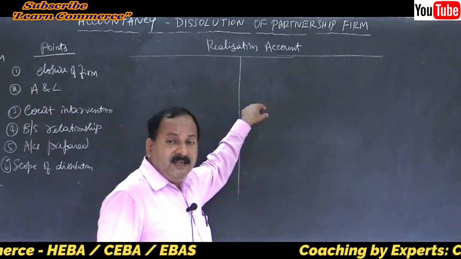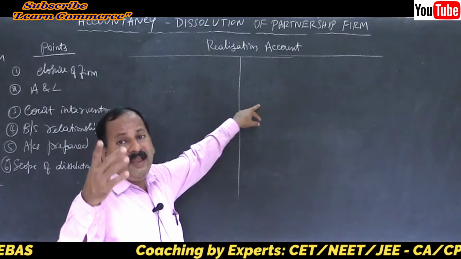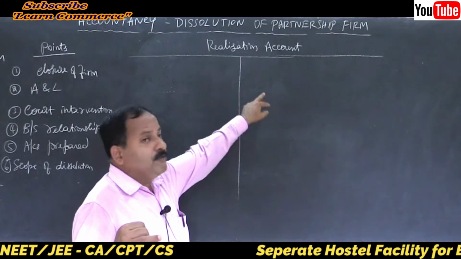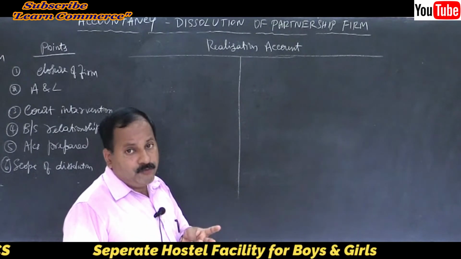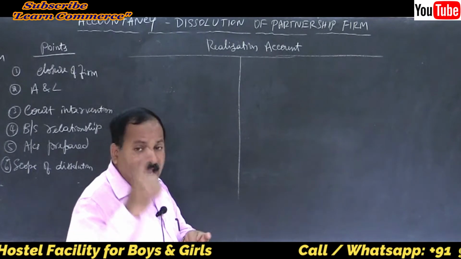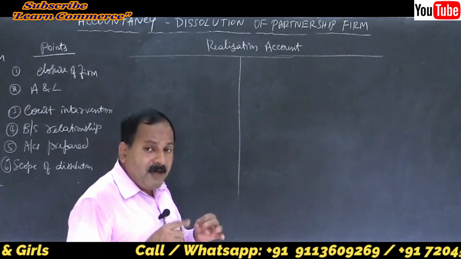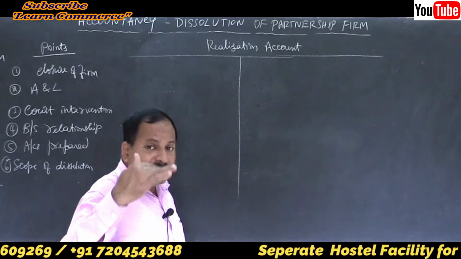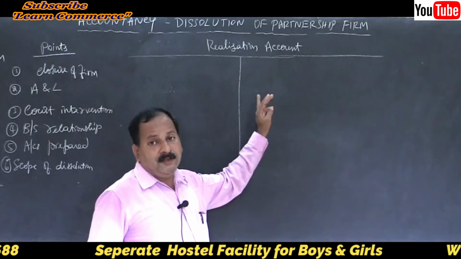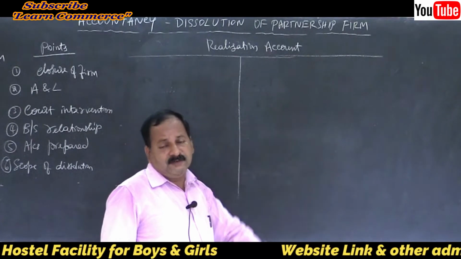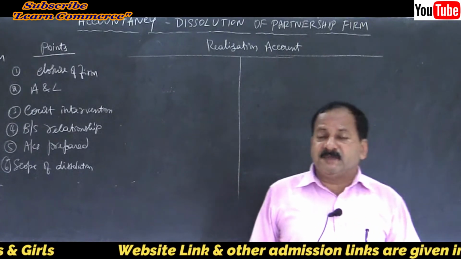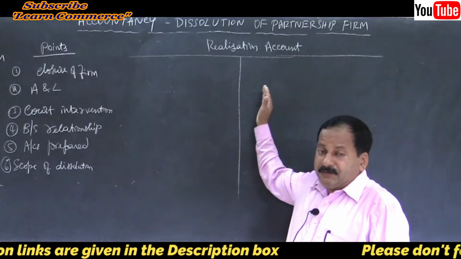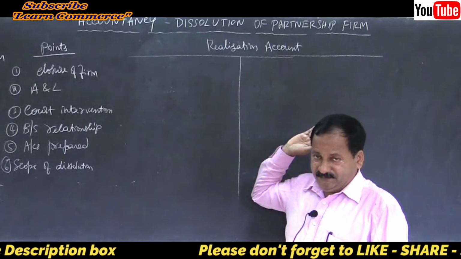You have to transfer only external liabilities like bank overdraft, creditors, bills payable, isn't it? These only should be entered. Partners loan should not be entered. And capital balances, that is also partners' amount. So internal liability, in the sense which is payable to the partners, should not be transferred to realization account. So you will transfer only creditors, bills payable, bank overdraft and any other external liabilities to the credit side of realization account. That part is done.